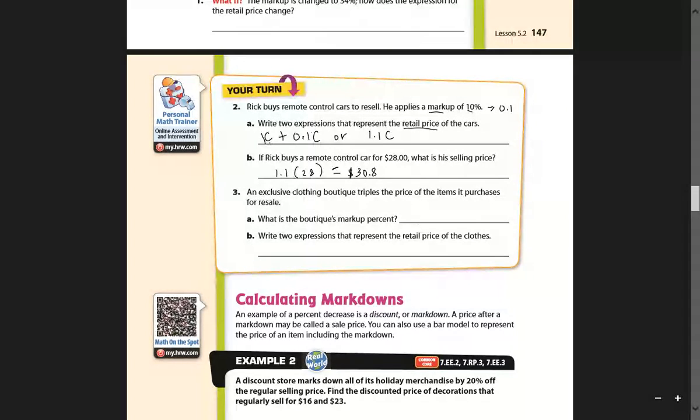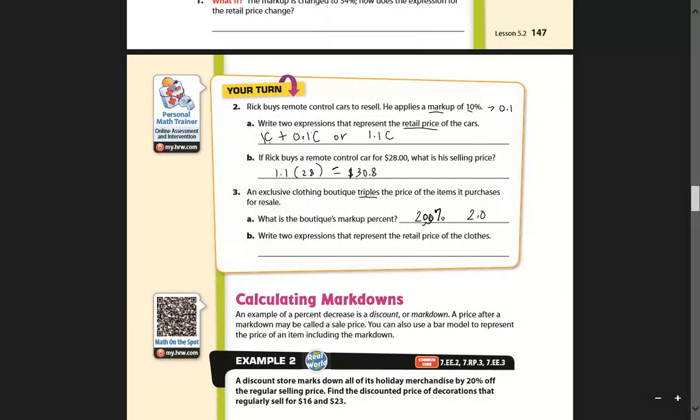Get it? Okay, number 3, an exclusive clothing boutique triples the price of the item. When you say triples, what does it mean? How many percent? When you double the price, that is 100%. So when you triple the price, that's 200%. Remember that. So when we have 200%, how do you change it to decimal? You move the decimal to the left, so that is 2, it became a whole number and not a percent, or 2.0, it's okay.